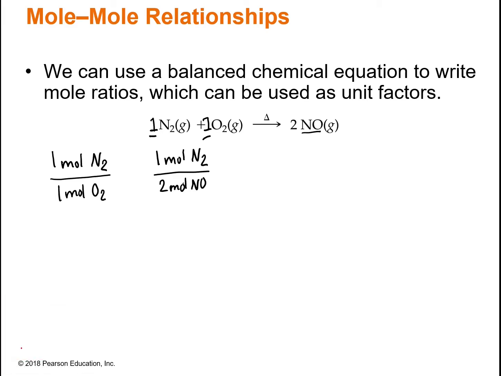Let's write some for oxygen. If I have 1 mole of oxygen, I need 1 mole of nitrogen gas to complete the reaction. If I have 1 mole of oxygen gas, I will make 2 moles of nitrogen monoxide. So we're just taking the number of moles of each reactant and product and making fractions.